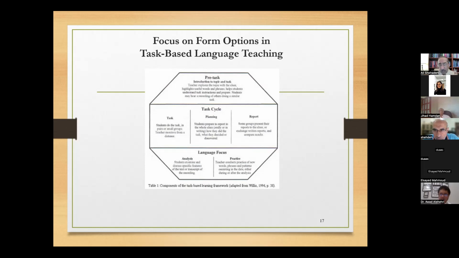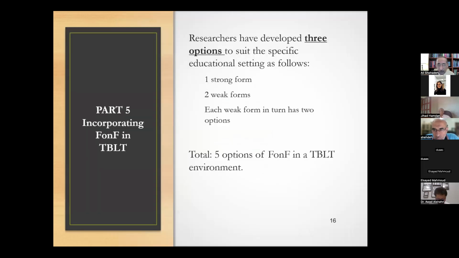So how do we focus on the formal properties of the language? I mentioned there are 5 options. The first one is option 1, which is called the strong form. If you remember, I said we have 1 strong form and 2 weak forms. Let me go back, maybe, to remind you of that. Remember, we have 1 strong form, 2 weak forms, and each of the 2 weak forms has 2 options. So we have 5 options in total.